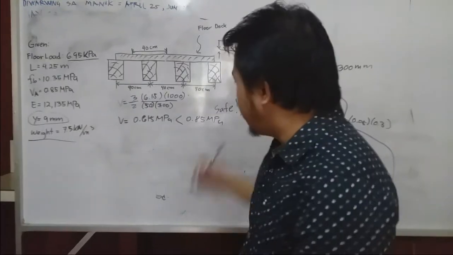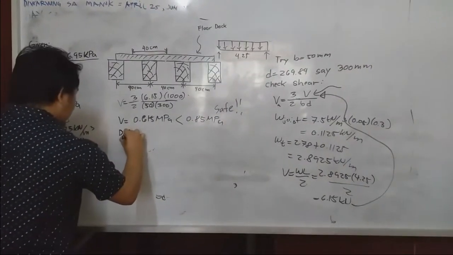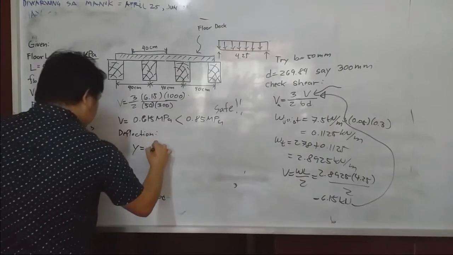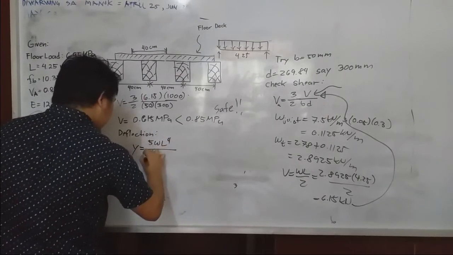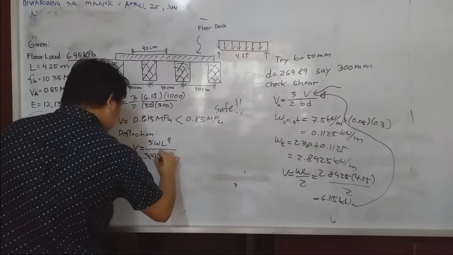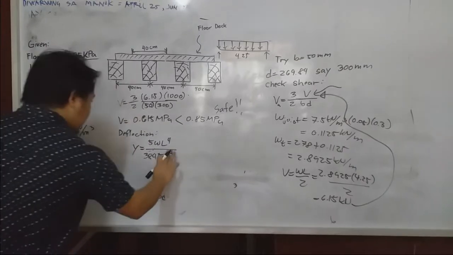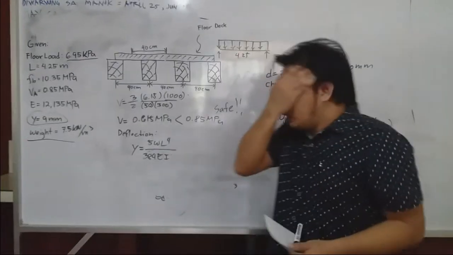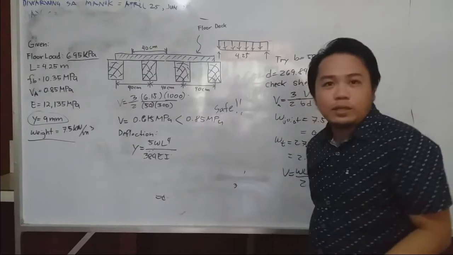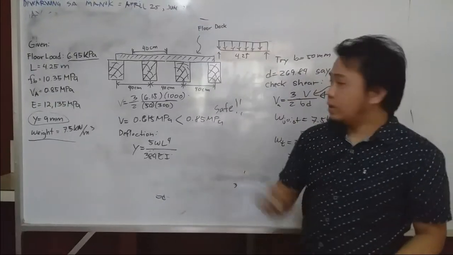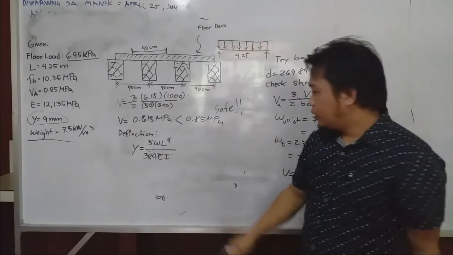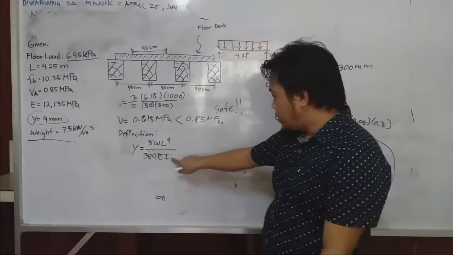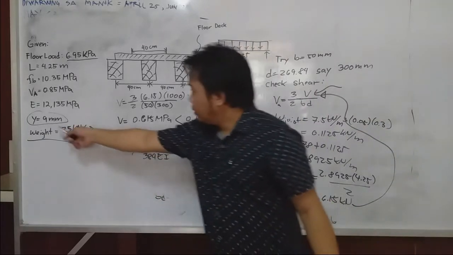So let's check for the deflection of this structure. To check the deflection, you have this deflection from a uniformly distributed load. If it is simply supported with a uniformly distributed load, then you can calculate that the deflection is 5WL to the 4th over 384 EI, in which I is the moment of inertia. We have here the allowable 9.